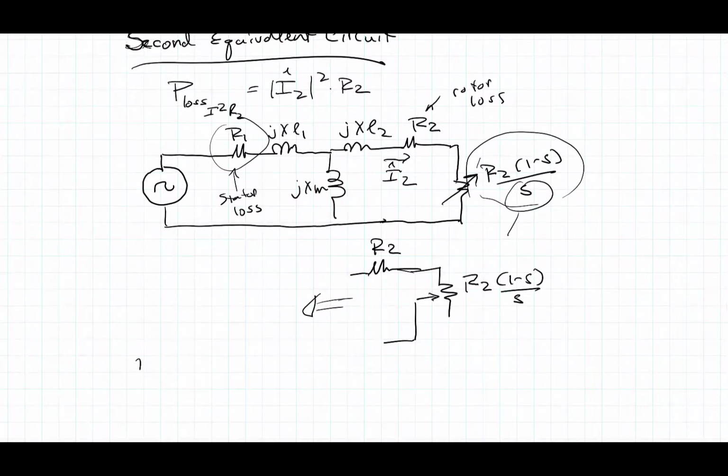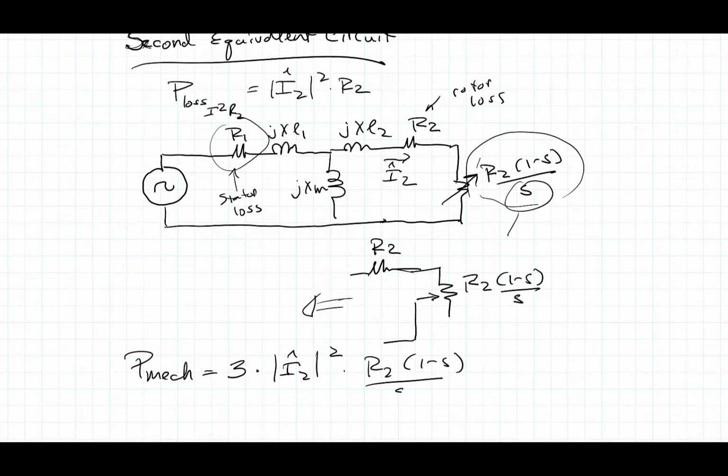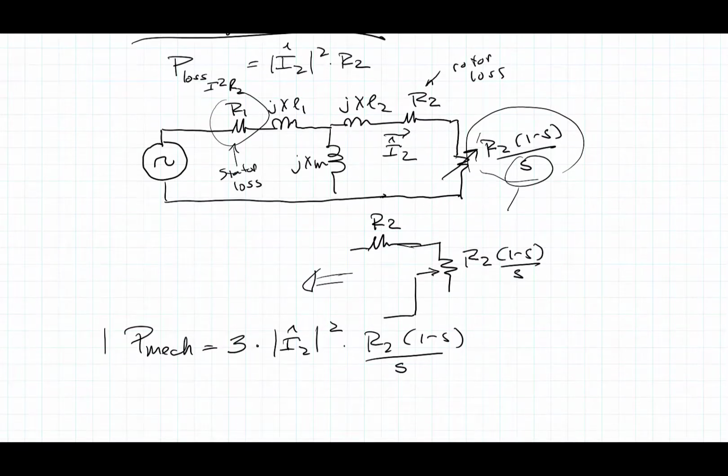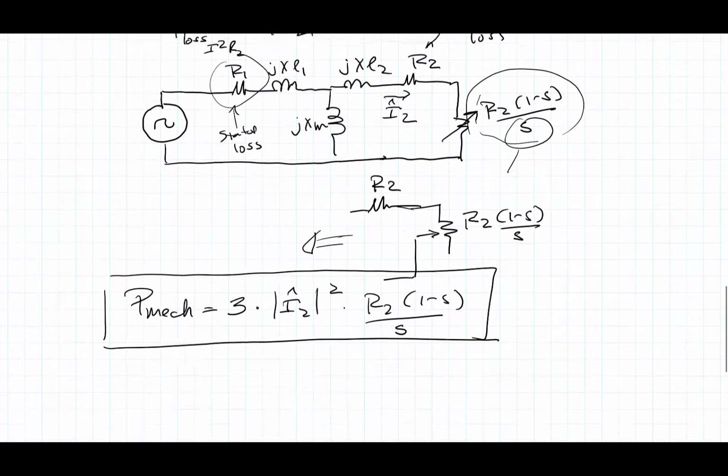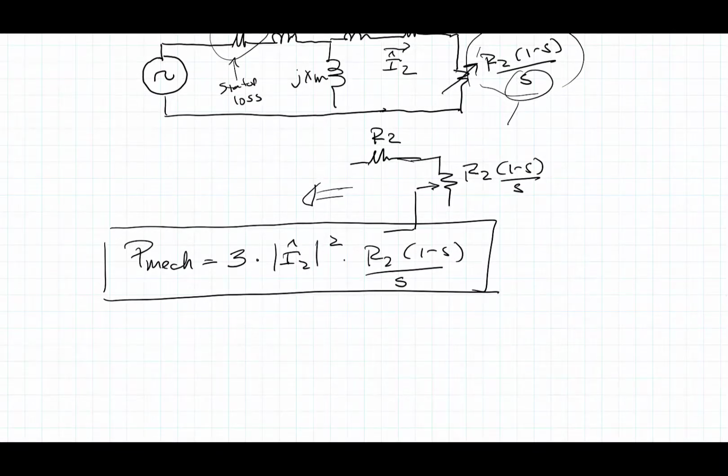So the P mechanical is equal, for the whole motor, to 3 times, because you have 3 phases, the magnitude of I2 squared R2 (1 minus S) over S. So that's the mechanical power. You can find that if you know I2.